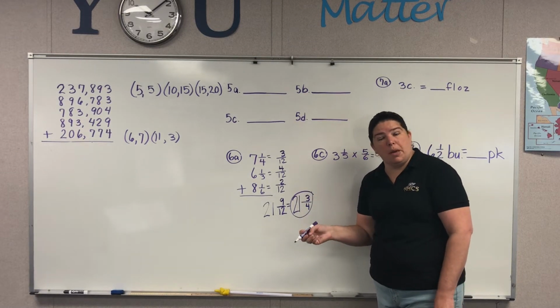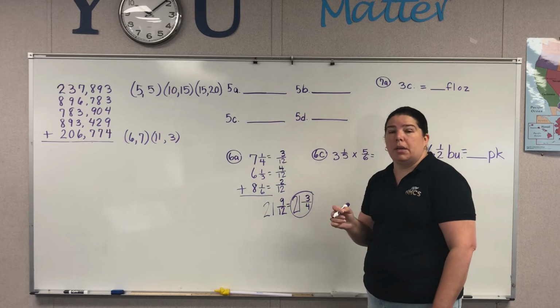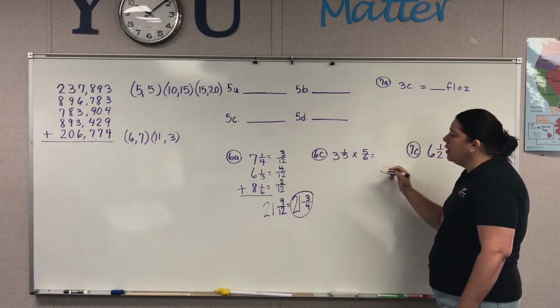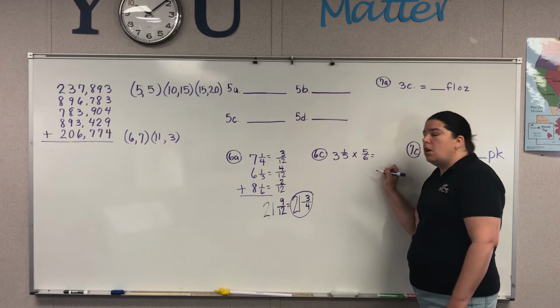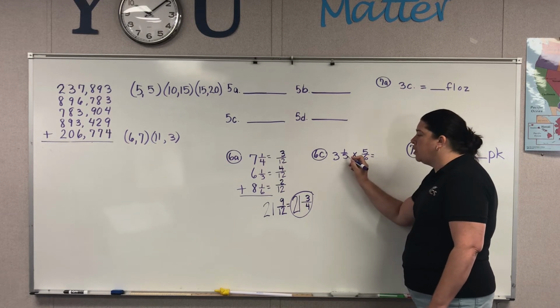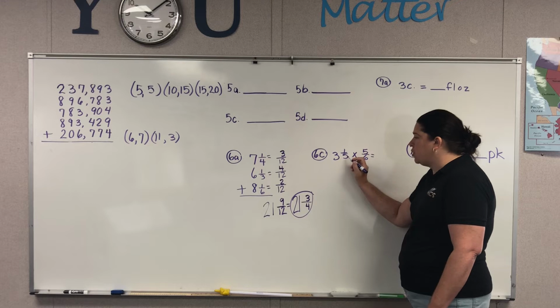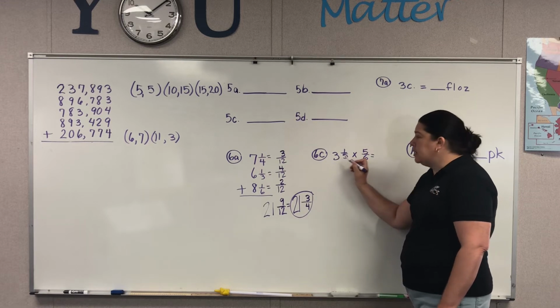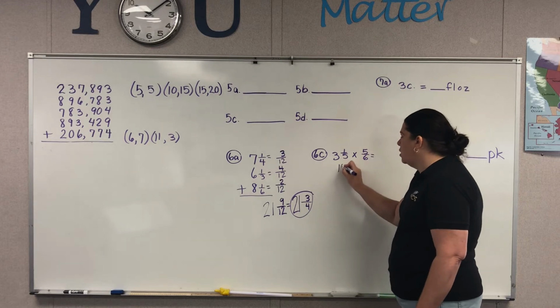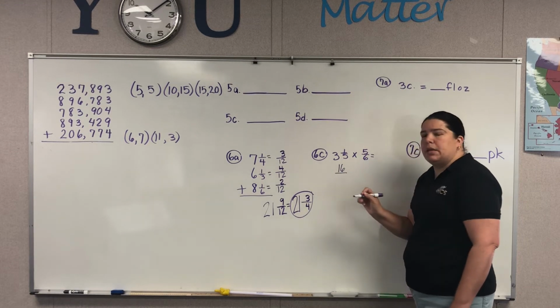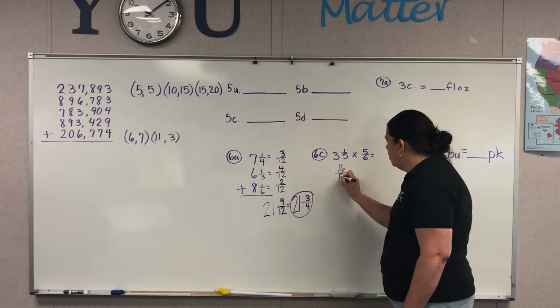Did you get that on your paper that you did last week? Make sure to check. Letter C says 3 1/5 times 5/6. We're going to change our mixed number to an improper fraction. Remember how we do that? 3 times 5 equals 15, plus 1 is 16. That's our numerator, and we keep the denominator the same.